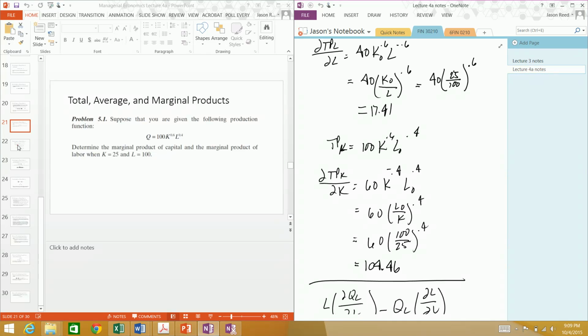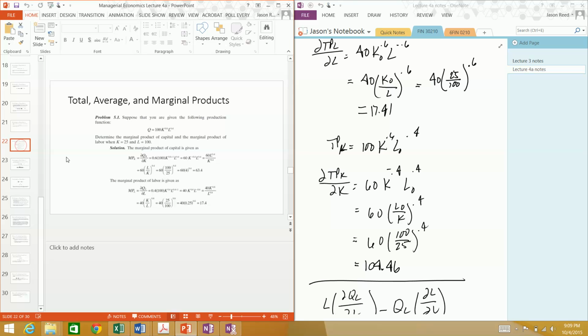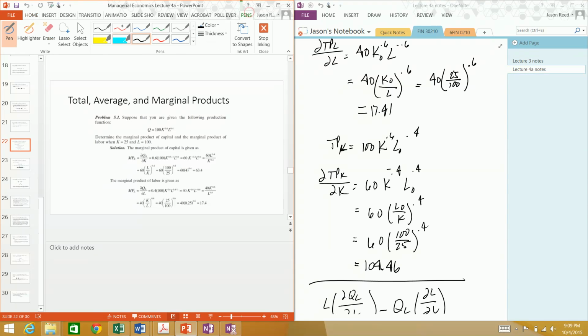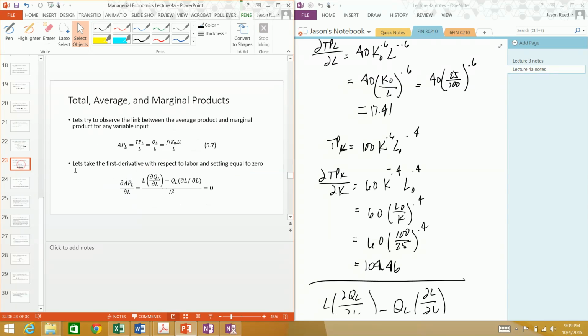Just to make sure that we are understanding that in the slides, we have the wrong answer, and this is the wrong answer that is in the book as well. So this is 104.46.